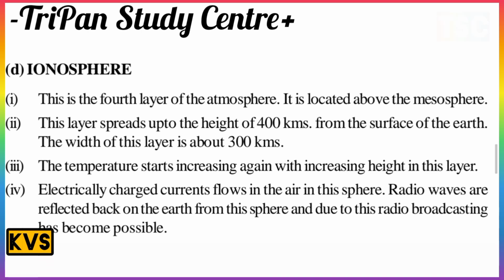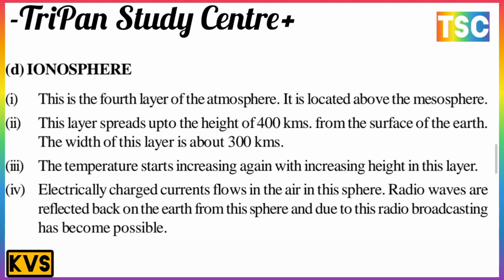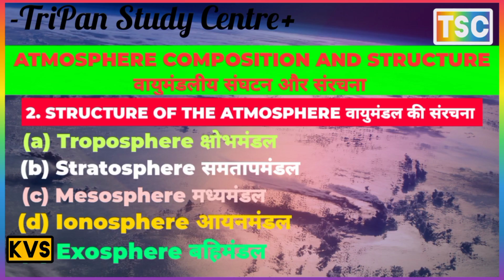An electric charge and current flow in this layer of air, and radio waves are reflected back to the earth from this layer, and due to this radio broadcasting has become possible. The ionosphere is the reason radio broadcasting is possible.